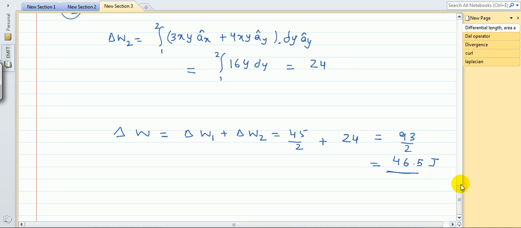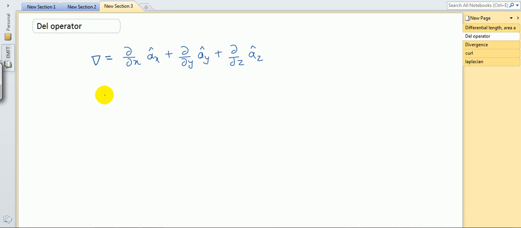This is how you can use the differential length vector in different coordinate systems also, like in cylindrical and spherical. Now we will move to another topic, that is the del operator. Del operator is a vector differential operator represented as del and defined as del by del x ax cap plus del by del y ay cap plus del by del z az cap. So it is a differential vector.